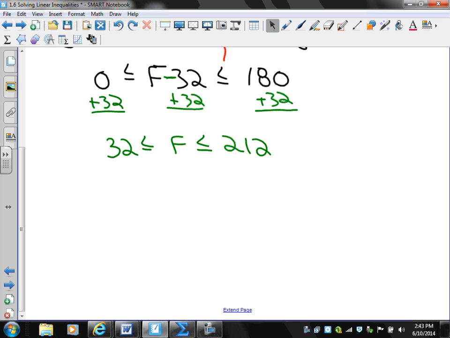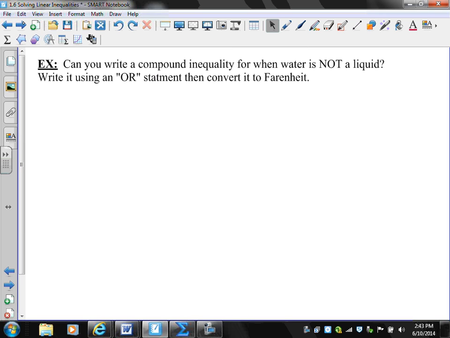Okay, so let's take that same idea, and now I'm going to ask you folks to write a compound inequality for when water is not a liquid. So I know water is a liquid between 32 and 212 degrees. Where is it not a liquid? I want you to write this using an or statement, and then I'm going to have you convert it over to Fahrenheit. So if you haven't already, pause it here, and I'm going to write the solutions.